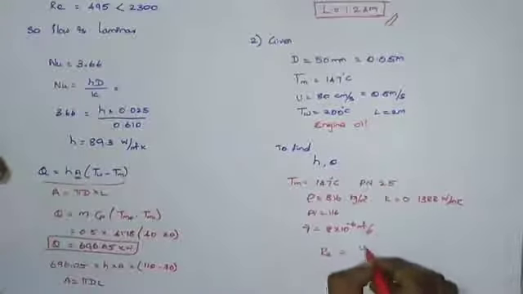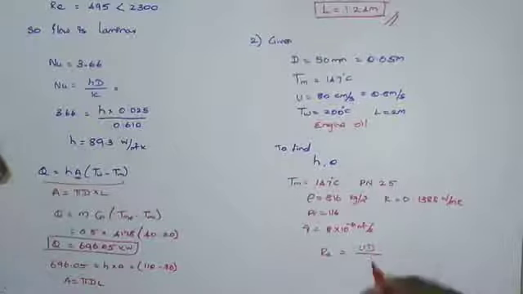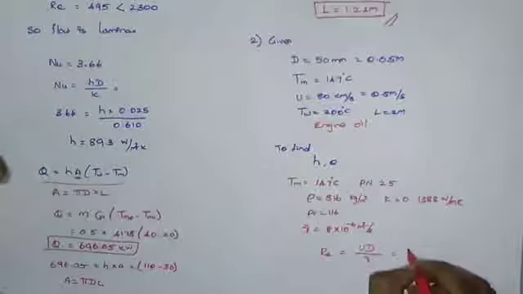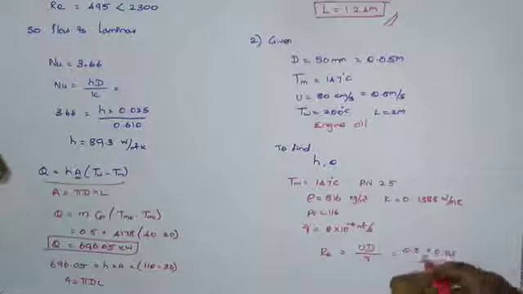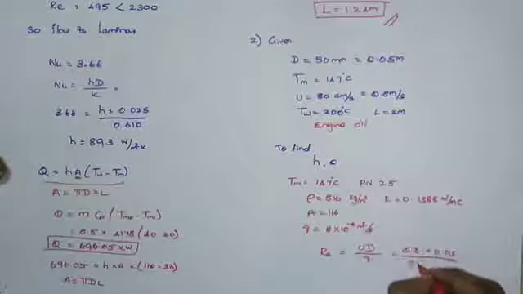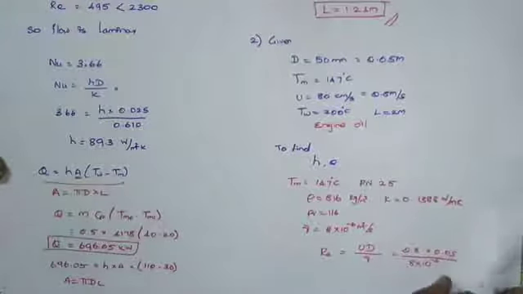Re equal to, it is an internal flow, so you have to use the formula UD divided by nu. The U value is 0.8 and the diameter value is 0.05. Kinematic viscosity value is 8 into 10 to the power minus 6. If you calculate the Reynolds number value, you will get Re equal to around 5000, which is greater than 2300. So write here: flow is turbulent.